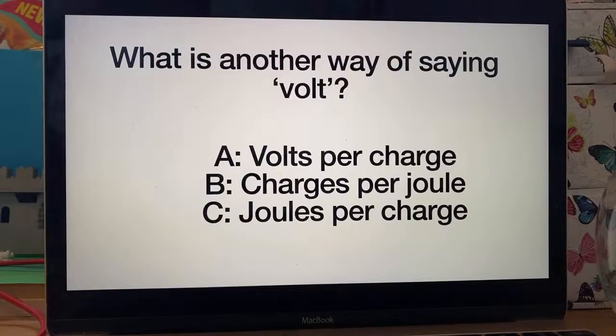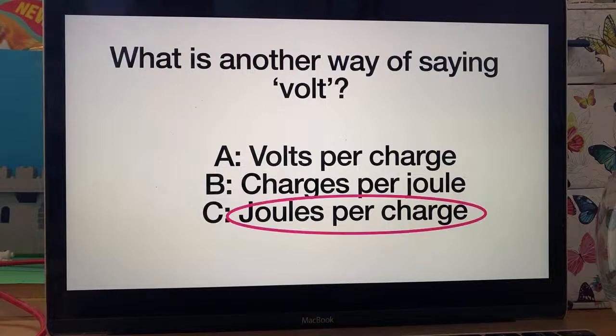What is another way of saying volt? Is it A, volts per charge, B, charges per joule, or C, joules per charge? What is another way of saying volt? The answer is joules per charge. Joules is how you measure energy, so it's the amount of energy per charge.